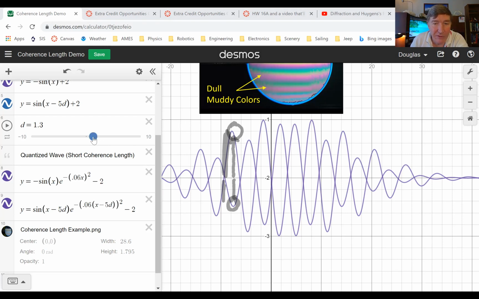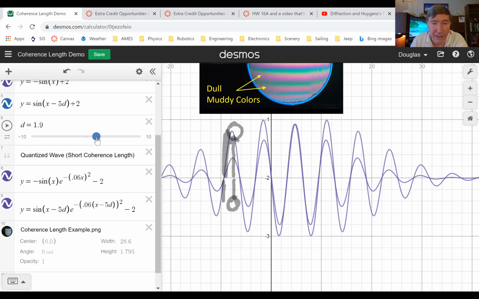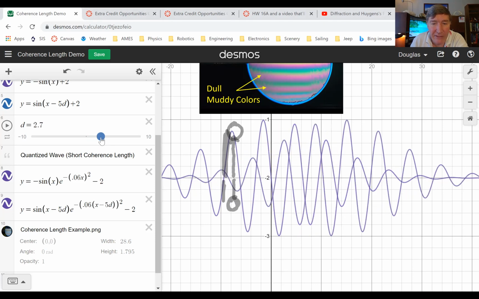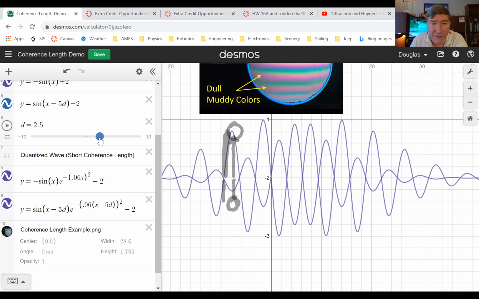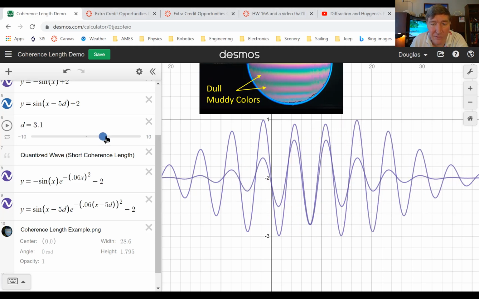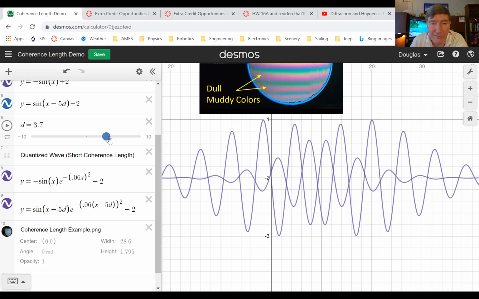So let's shift the wave some more. Okay, so now we're back to constructive. Now we're back to destructive. And you can see that it's even worse now. The mismatch between the part above the line and the part below the line, it's even worse. And in fact, as we keep on shifting it, now we're back to constructive, now we're back to destructive.